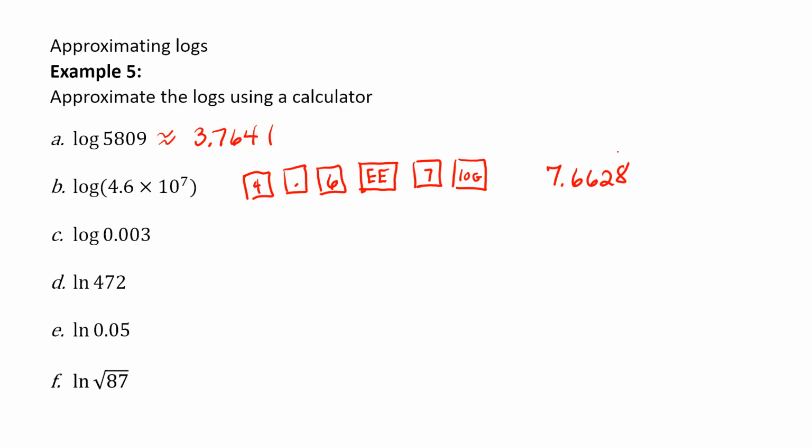Log base 10 of 0.003. Again, you're just going to punch that into your calculator, 0.003, and hit the log button, and you can get about negative 2.5229.